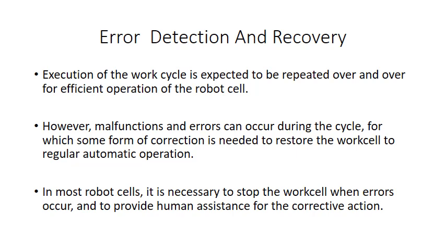Now we will move on to the topic of error detection and recovery. Execution of the work cycle is expected to be repeated over and over for efficient operation of the RoboCell. However, malfunctions and errors can occur during the cycle, for which some form of correction is needed to restore the work cell to regular automatic operation. In most RoboCells, it is necessary to stop the work cell when errors occur and to provide human assistance for the corrective action.